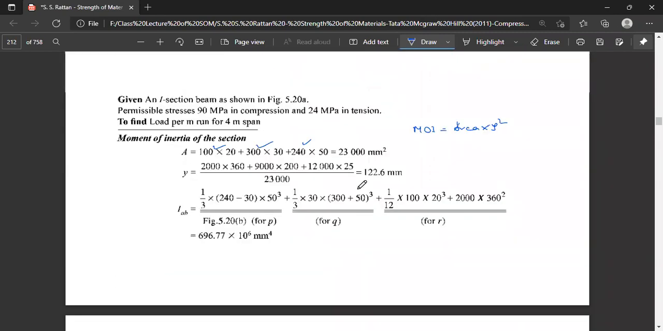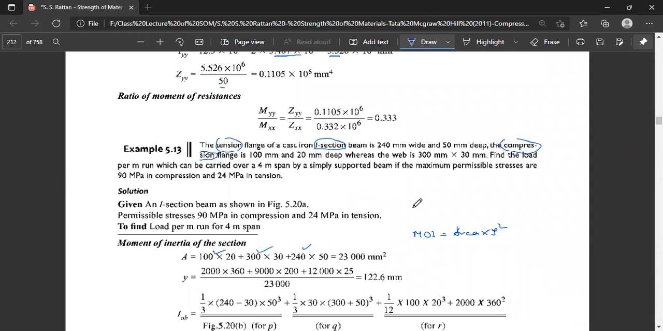Let me discuss another thing. What we are supposed to find is the load per meter run, meaning the distributed load, which can be carried over a 4 meter span by a simply supported beam. The 4 meter span means the length of the beam is 4 meters, and the maximum permissible stresses are given as 90 for compression and 24 for tension. So first we have to find the load, and for that we have to find the moment of inertia about the axis AB.